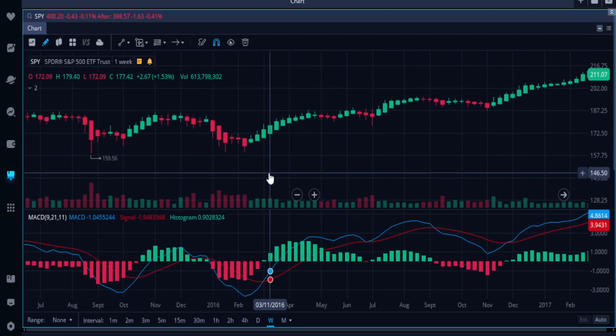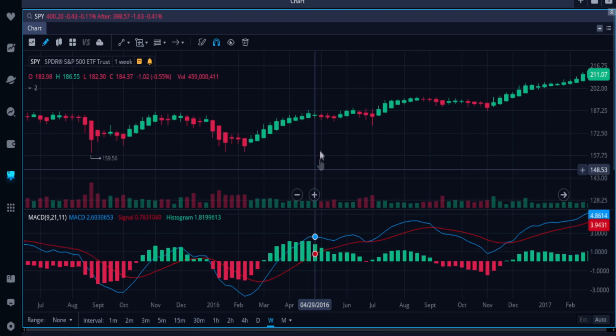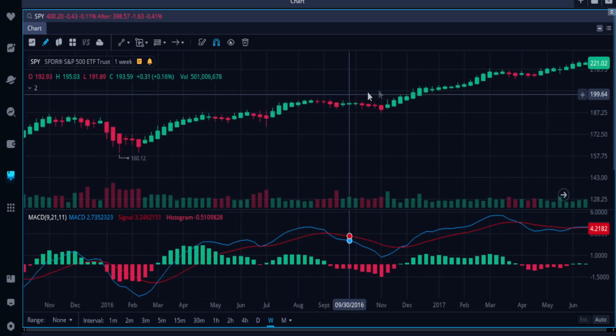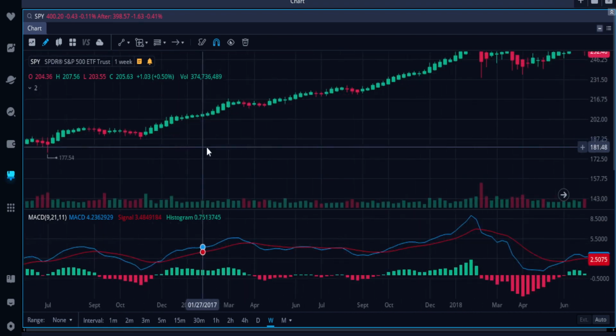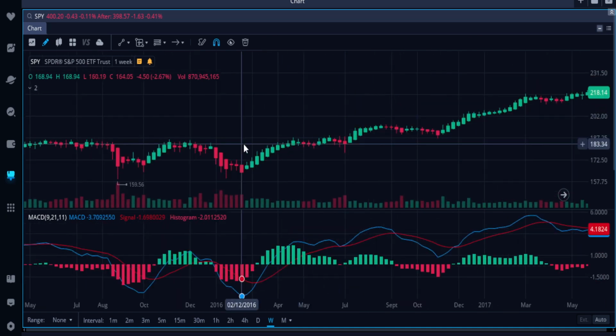Here's another example. In 2016, we had the buyer line break above, and then the seller line broke above a few weeks later on April 22nd, 2016. And from there, we had a big bullish move to the upside, and it went from 185 to as high as 264 on this move. So let's look at another example.